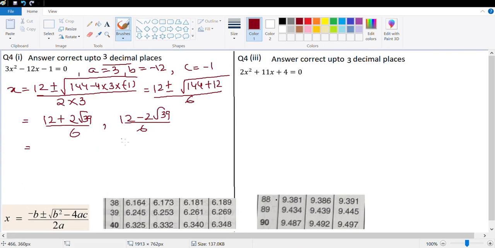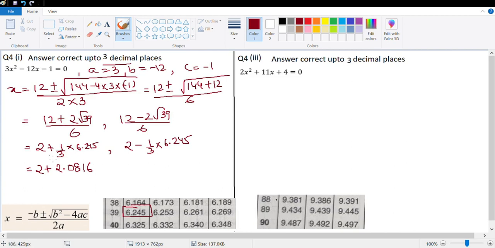So this is equal to, rather, 2. Let's do the full calculation. This is 2 plus 1 by 3 into root 39, which is 6.245. Yes, 2 divided by 6, 1 by 3. This is 6.245, or 2 minus 1 by 3 into 6.245. Yes, that's correct. So 6.245 divided by 3, that's 2.0816.